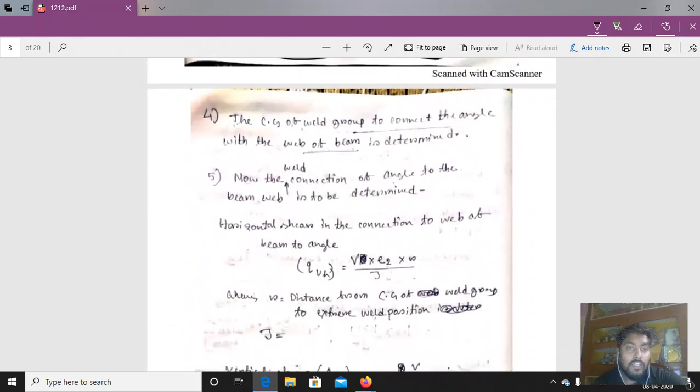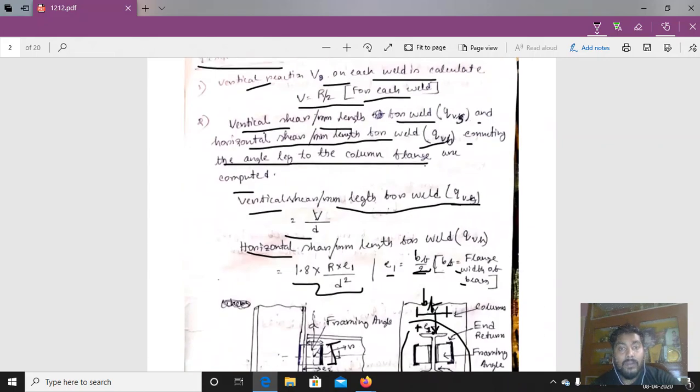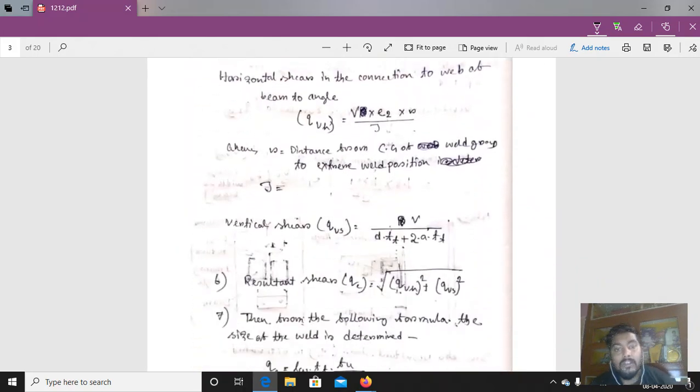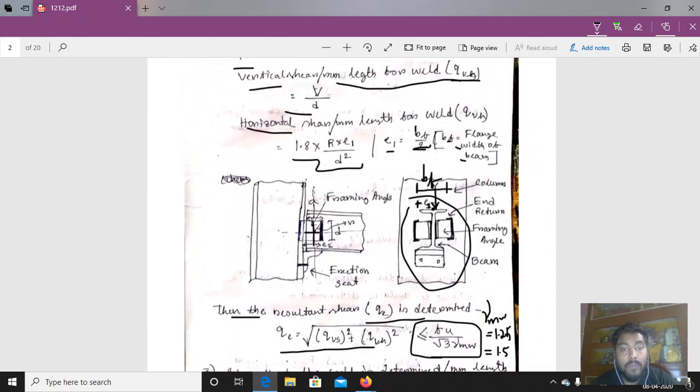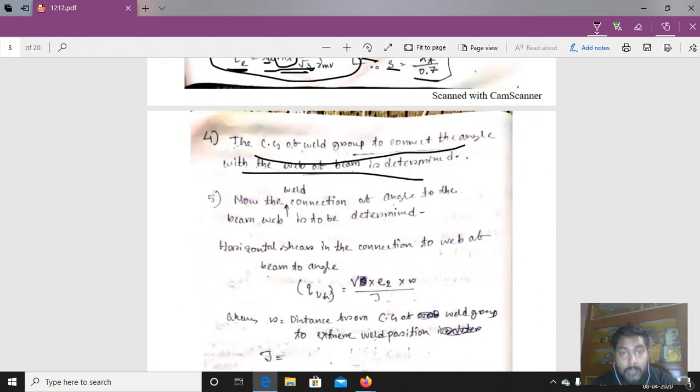Now, coming to the connection for the beam. For that, the CG of the weld group connecting the angle with the web of the beam is determined. What is the CG of the weld group? So, let us erase all that. If this is the connection between the web of the beam and the angle, then this will be the CG of the weld. So, first we have to determine the CG of the weld.